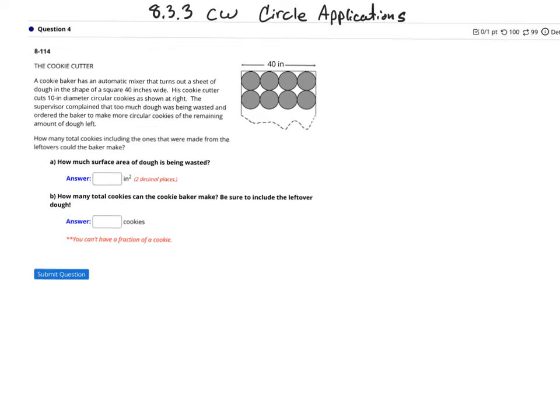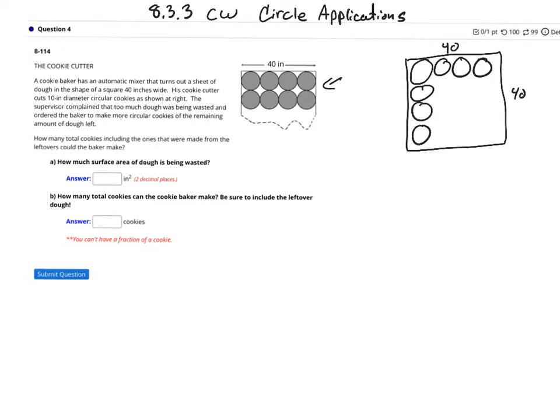Well, you're only seeing a partial picture of what we have right here. Really, it looks like a square. And since this is 40 and this is 40, if the diameter of my cookies is 10, that means that 4 cookies will fit across this way and 4 cookies will fit across this way. So that means that there's going to be a total of 16 cookies that can be made.